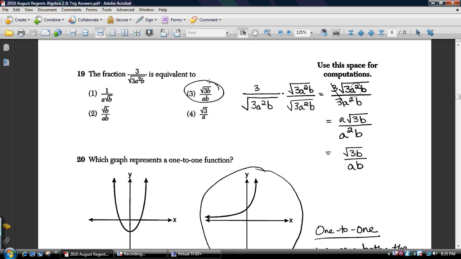This fraction is equivalent to... so here we go. You can't have a radical in the denominator. So you multiply top and bottom by the bottom. Okay, so here we go. This essentially squares the radical on the bottom and takes it away. Cancel the 3's, just left with a squared b on the bottom. Square root of a squared is just a, so this thing pops out in front, cancels with that. That's your final answer.